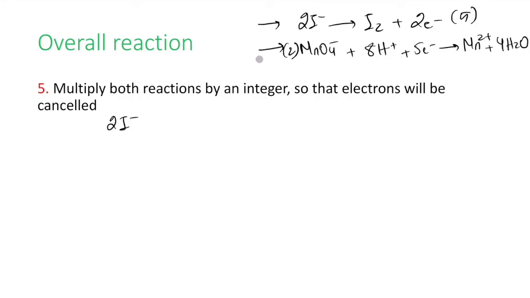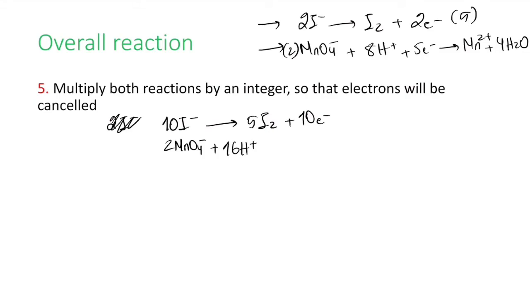So here we have, if we multiply it by 5, then we will get 10 I⁻ giving us 5 I₂ plus 10 electrons. And 2 MnO₄⁻ plus 16 H⁺ plus 10 electrons is giving us 2 Mn²⁺ plus 8 H₂O. Okay, so here we have the electrons in the product, here the electrons in the reactants.